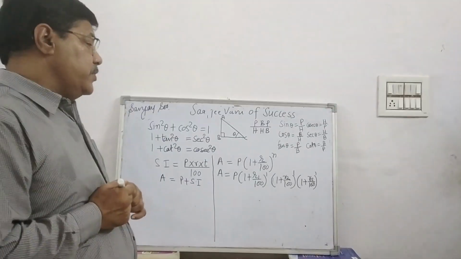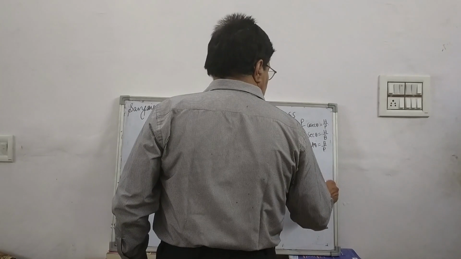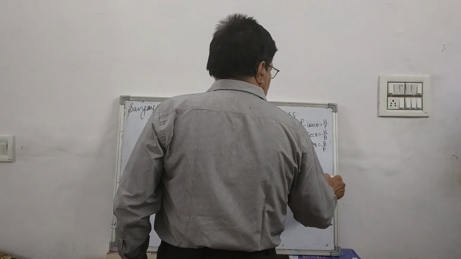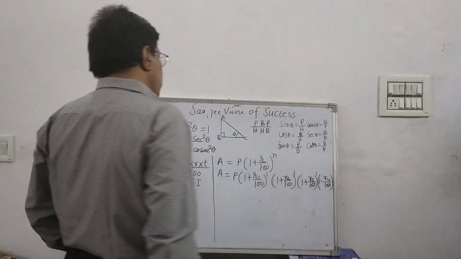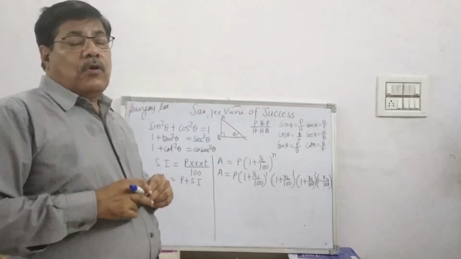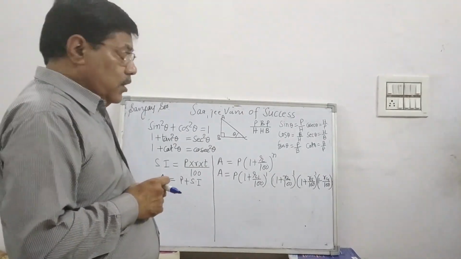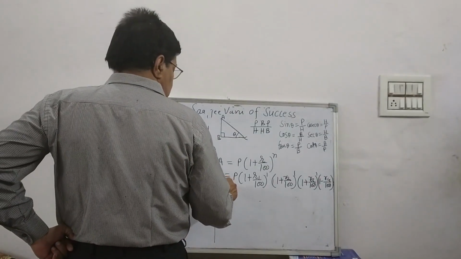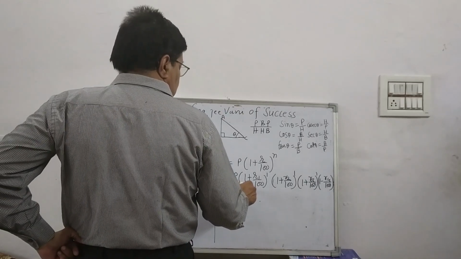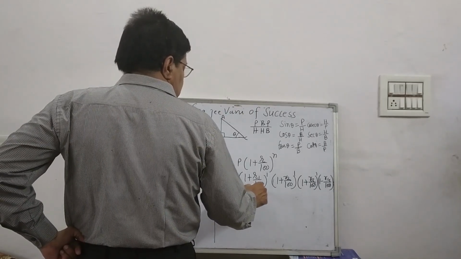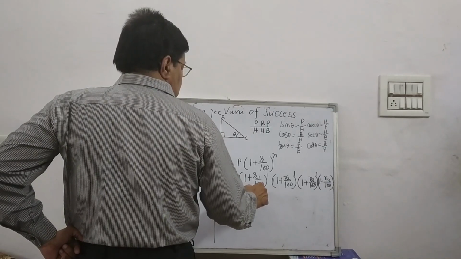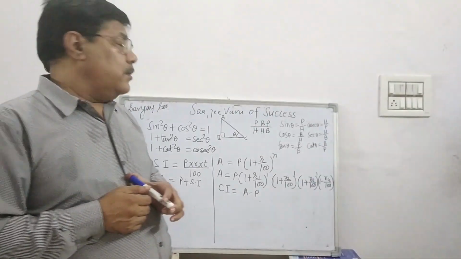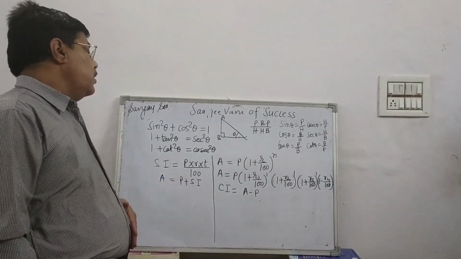If there is depreciation, then we will put minus over here. Suppose last year there is depreciation, so we will put minus. So this is the formula for finding out the amount. Clear? Okay. Now next is how will you find out CI? So CI you can easily find out by this formula, A minus P. When you will subtract it, you will get the value of compound interest.